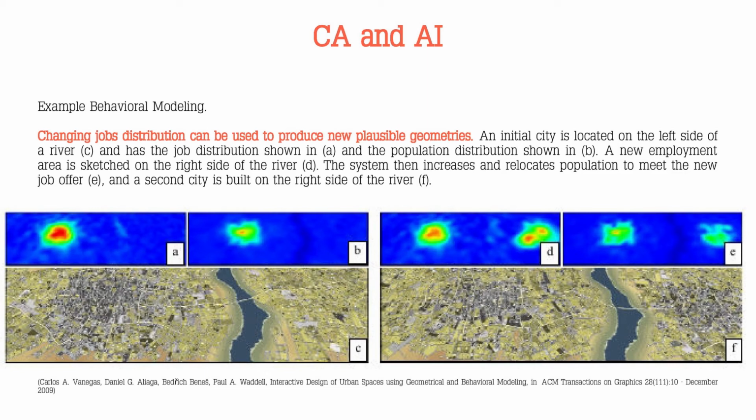So the sequence is A, the job concentration, B, the population concentration. Then there is one action from the planner that says, I want to increase the job concentration, and then the situation D is generated on the right side of the river. Then the population will change also on the right side, but consequently on the left side we have a decreasing population. So the final picture in F shows that the density of the population on the left side of the river decreases, and it seems to start a new city in F on the right side of the river.